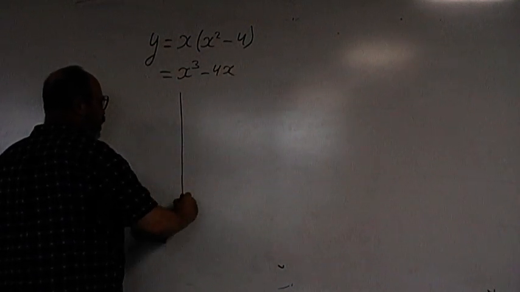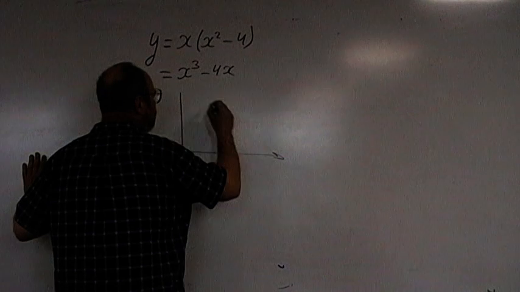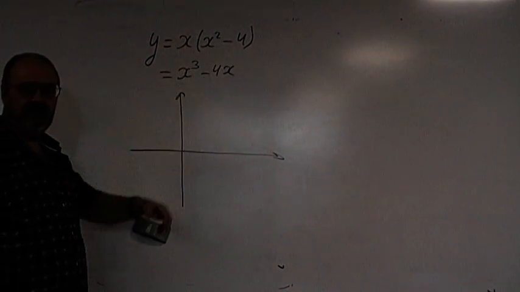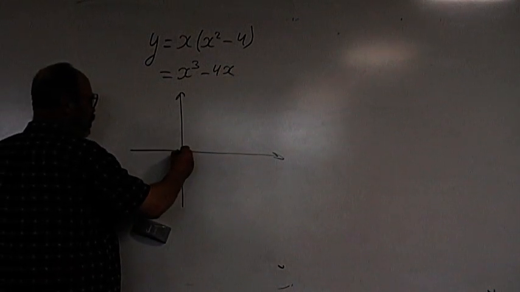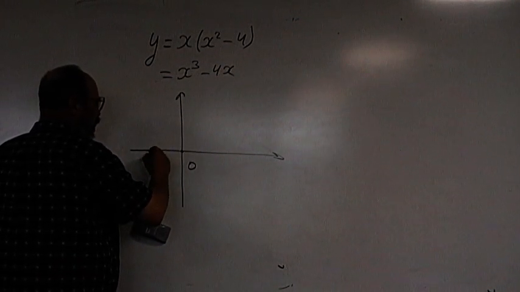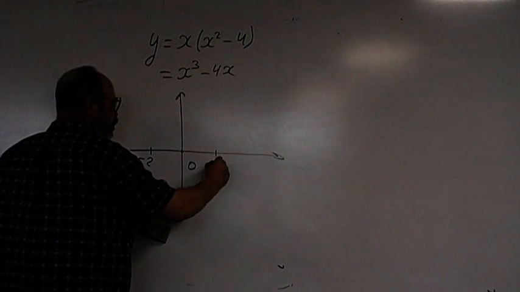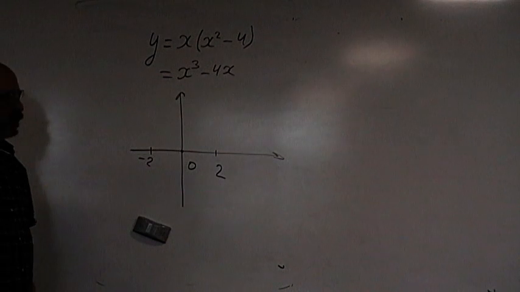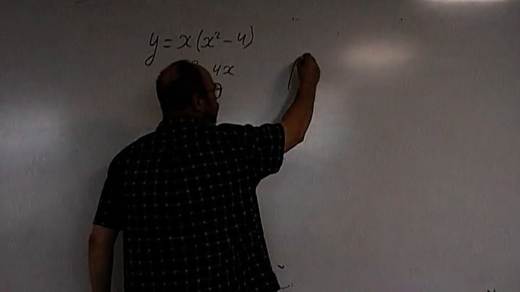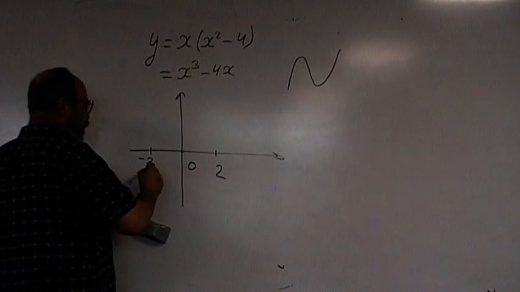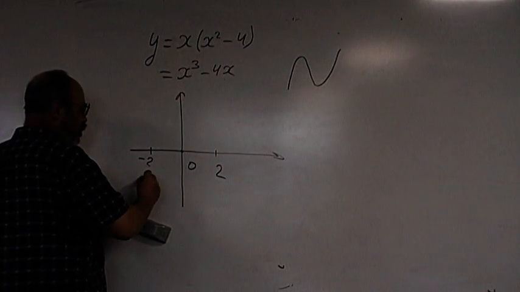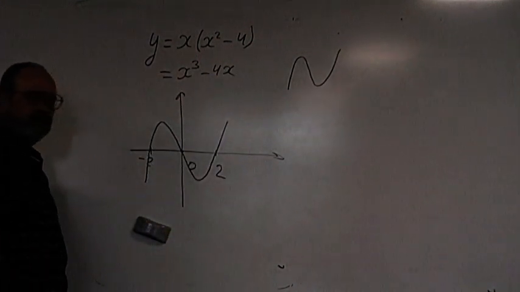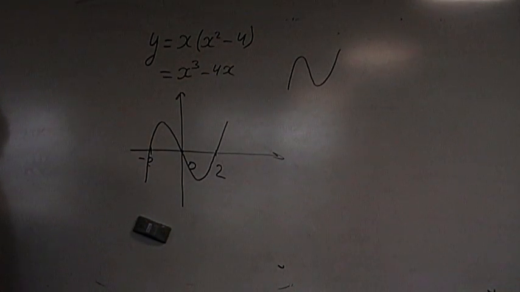If you sketch a graph, what will be the x-intercepts of this? 0, 2, and negative 2. Yes, the x-intercepts will be 0, negative 2, and 2. And because the cubic term is positive, the shape of the cubic graph will be like this. It will go up, down, and up again.